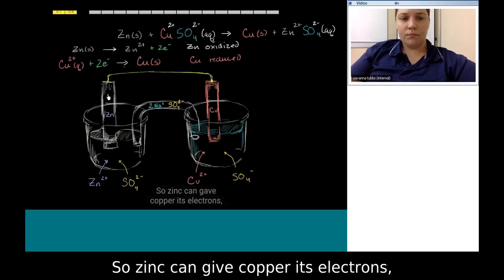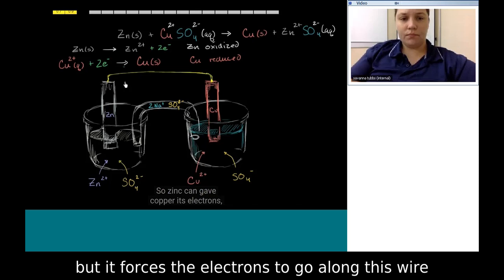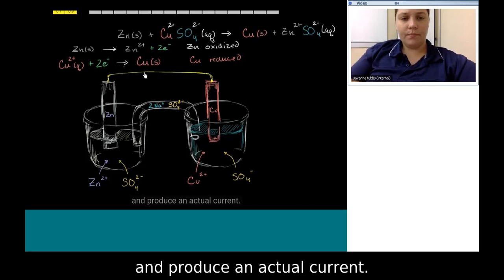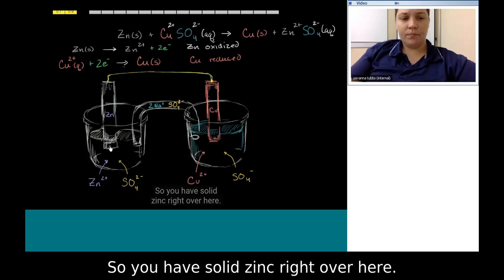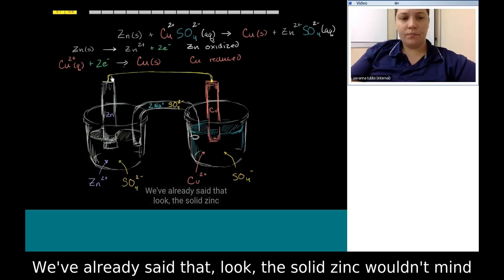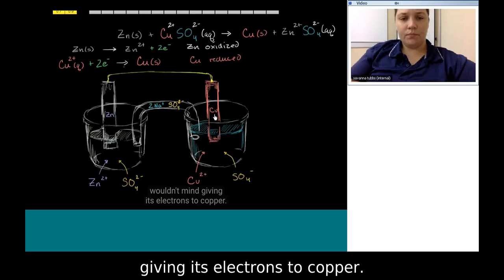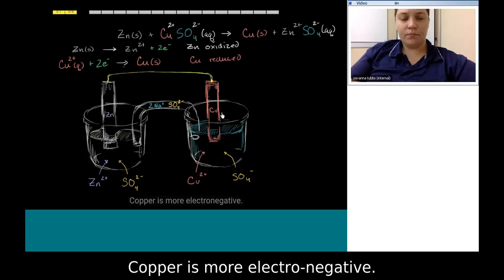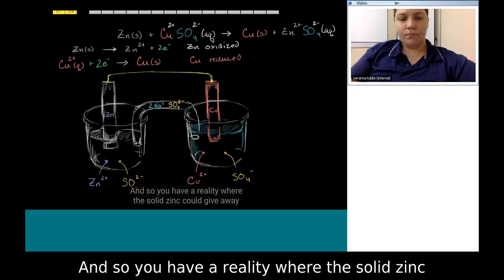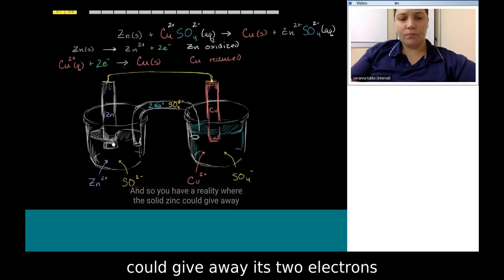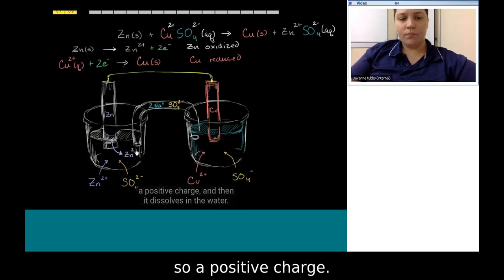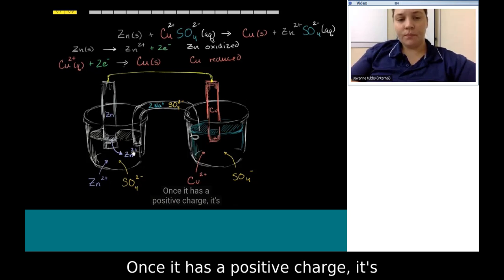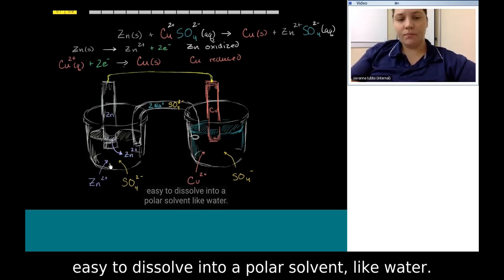So zinc can give copper its electrons, but it forces the electrons to go along this wire and produce an actual current. So let's think about why this is working. You have solid zinc right over here. We've already said that the solid zinc wouldn't mind giving its electrons to copper. Copper wouldn't mind taking them. Copper is more electronegative. And so you have a reality where the solid zinc could give away its two electrons and become the cation zinc, so a positive charge, and then it dissolves in the water. Once it has a positive charge, it's easy to dissolve into a polar solvent like water.